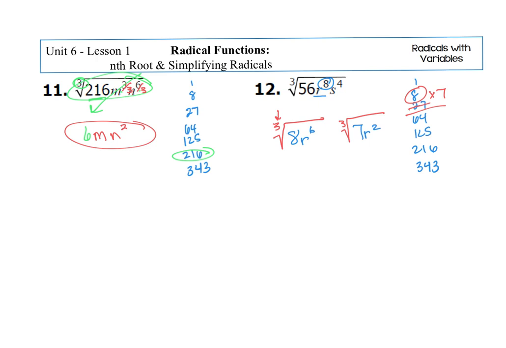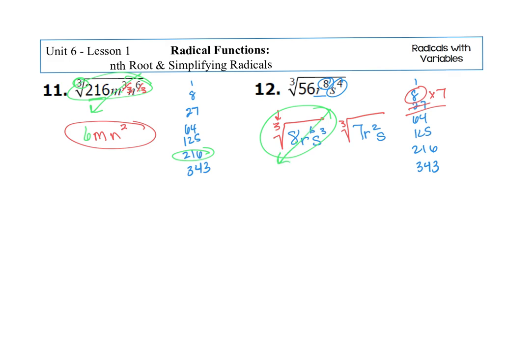Then s, 4 also does not divide by 3. So we kick out 1. 4 minus 1 is 3. 3 is divisible by 3. So we kicked out, remember, 1 s, leaving us with s cubed. And then we root that first house.